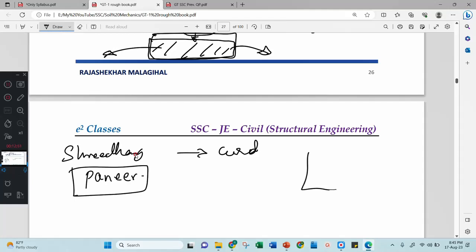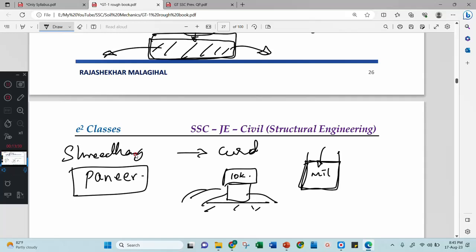You will take milk, then put some sour or lemon juice, lemon drops, and the milk will be spoiled. This spoiled milk you put under a constant load. You put some load on the spoiled milk, it might be a 10 kg stone or something. Then the water will escape, and only the solid particles will be left inside. That is your paneer. The same process, whatever happens in the paneer, that is your consolidation.